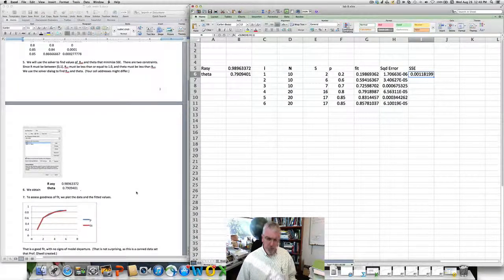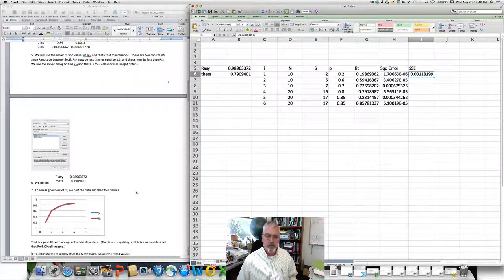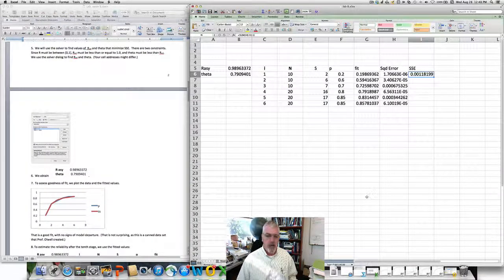Okay, so we want to get a sense for how well this actually fits the data. To do this, I'm going to plot my fitted values versus the observed values versus I. So here's my horizontal axis, and I'm going to add one set of vertical data and a second set of vertical data.